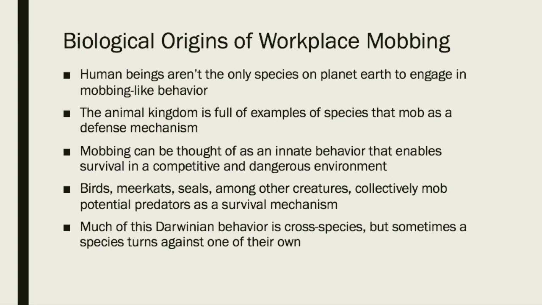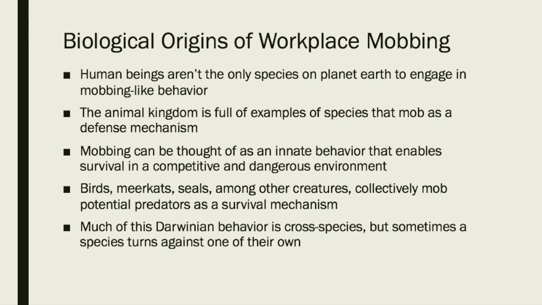In light of Milgram and Zimbardo's experiments, you should not be surprised to learn that humans engage in this kind of behavior. But human beings aren't the only species on Earth to demonstrate a propensity to mob or bully. The animal kingdom is full of examples of various species that mob as a defensive mechanism against predators. Thus, in order to understand this social behavior, we must first turn to the study of animal behavior, also referred to as ethology or behavioral ecology.